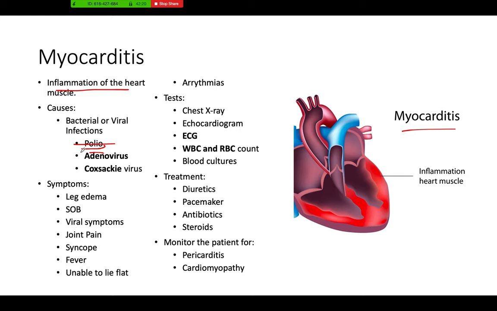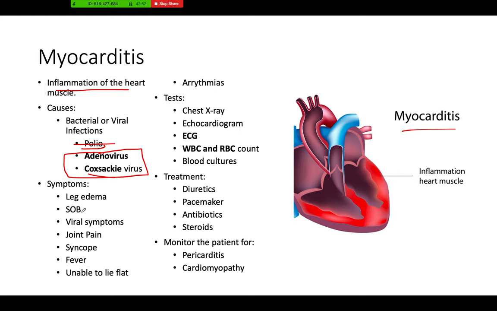What I'd like you to know about is our adenovirus, which is a common virus in school children. It typically causes things like an upper respiratory tract infection, a lot of congestion, sneezing, coughing. These types of things is what adenovirus typically causes. But in people that don't have a strong immune system, like our elderly, it can go on to cause a myocarditis, an inflammation of the heart muscle. Same thing for our Coxsackie.